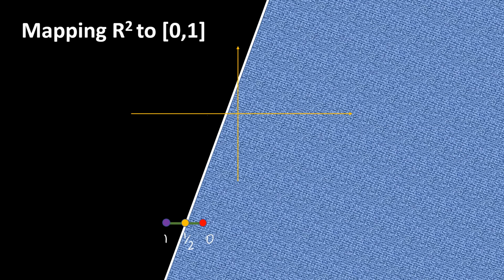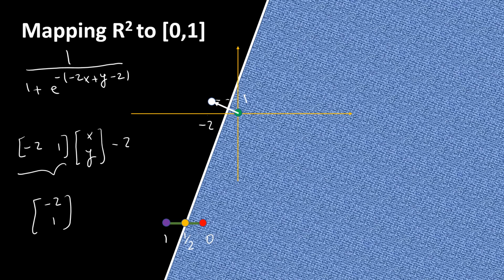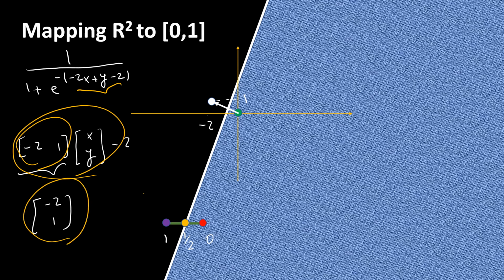You may say that was a very tedious procedure. Is there an easier way to determine positive and negative sides? The answer is yes. Take this term as the negative exponent of e. Rewrite it as a vector product here. This right here is the transpose of the vector (-2, 1).